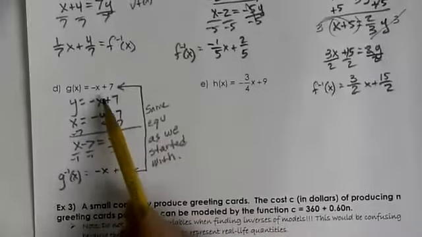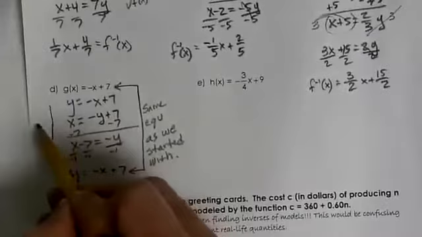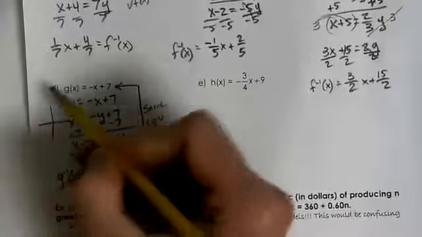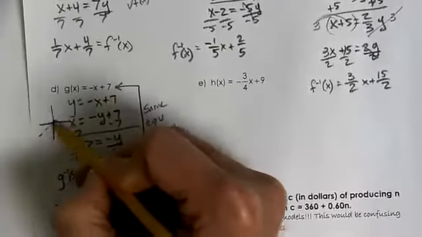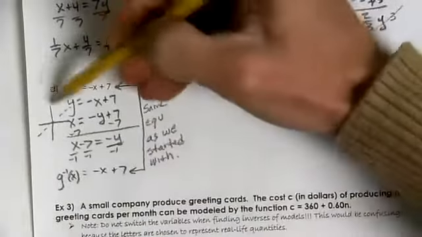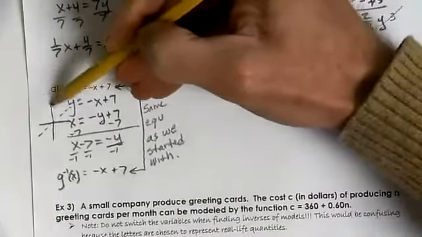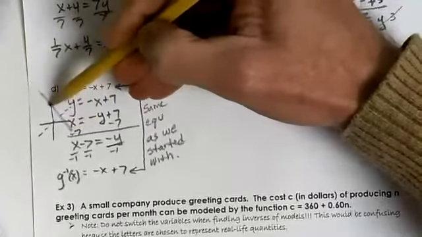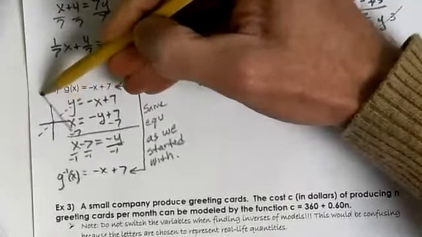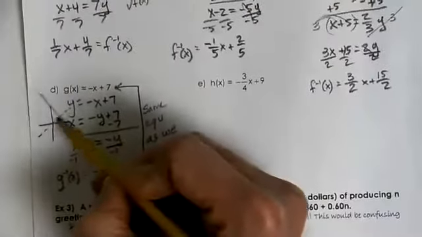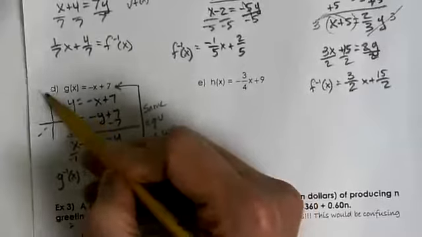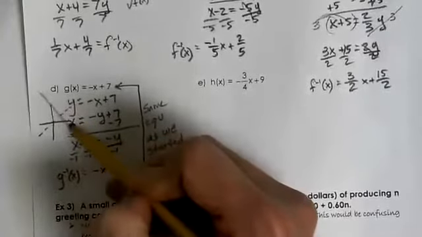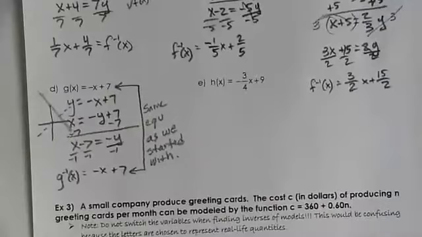Because this equation is perpendicular. There's our y equals x. Up here at 7, it would be perpendicular to that. It's got to cross at 7, and it's going to come down with a negative slope, which is perpendicular to y equals x. When you reflect it, it's just going to reflect right on top of itself.